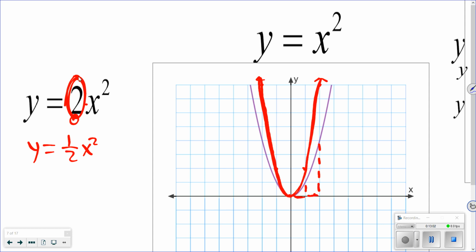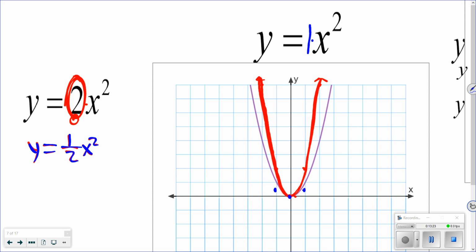So I'm going to do that in blue. If I were to make it y equals a half x squared, if that number is less than 1, this has a 1 out in front of it. If this number is less than 1, it makes it steeper. So what's going to happen on this one is I'm going to go over 1, and instead of going up 1, I'm going to go up a half on either side.